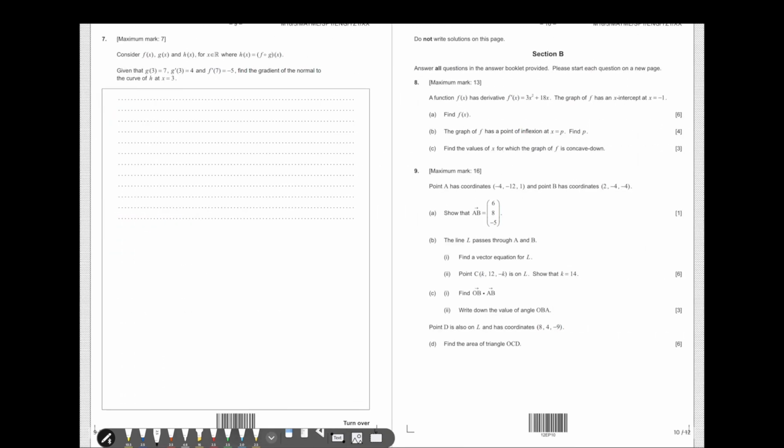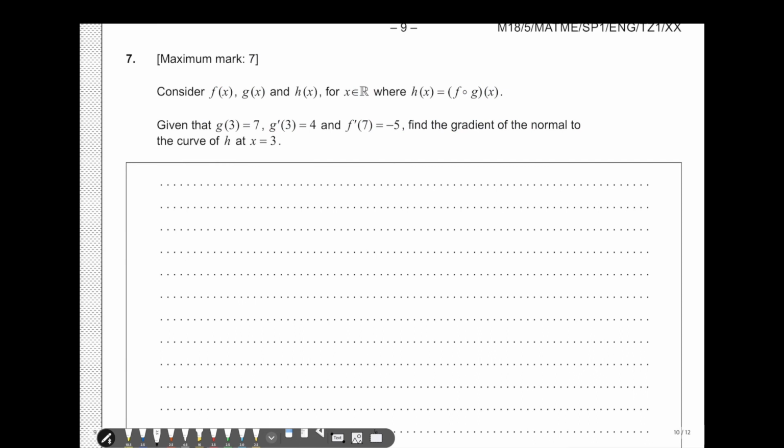And then now we got to question 7. So in this question we have 3 functions, f, g, h, for all real numbers x, and we have h that is equal to f of g. Okay, so that is a function of a function, and it's given that g(3) is equal to 7, g prime 3 is equal to 4, and f prime 7 is equal to -5. And now it's asking for the gradient of the normal to the curve.